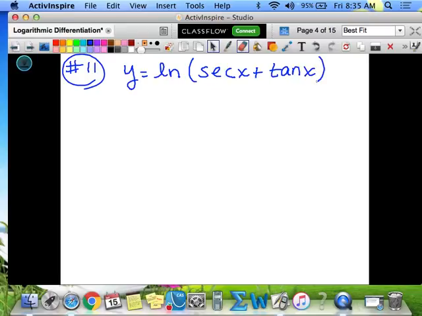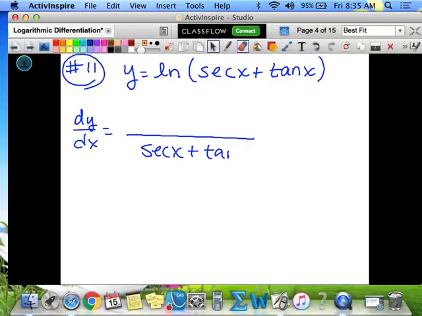Alright, so this is the natural log of something. So if I want to take its derivative, I'm going to do U prime over U, right? I'm going to go ahead and deal with the over U so that I can focus on the U prime. So far, so good. Alright, so U prime. What's the derivative of secant?